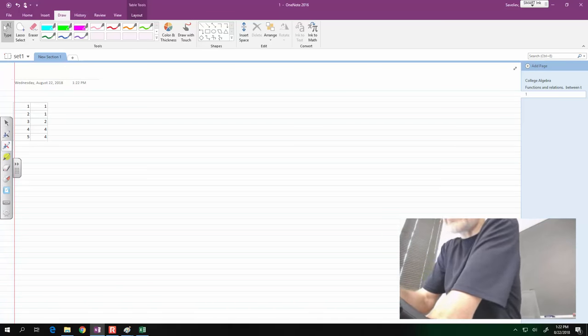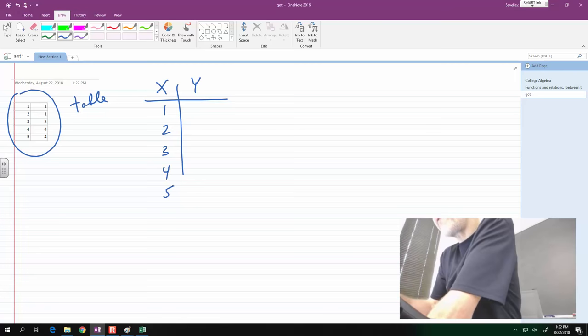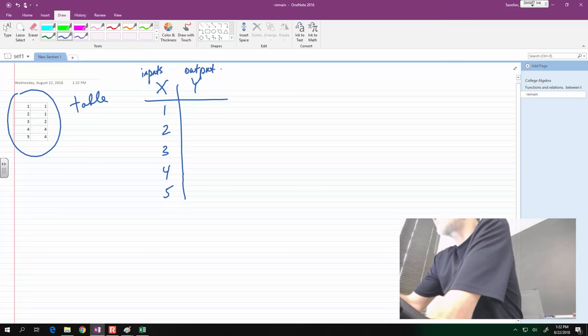What's going on here? So that's my table. What does it mean? It means I'm putting x's here and y's there. So 1, 2, 3, 4, 5. And these are the inputs of my function. And these are the outputs of my function. And they are 1, 1, 2, 4, 4.